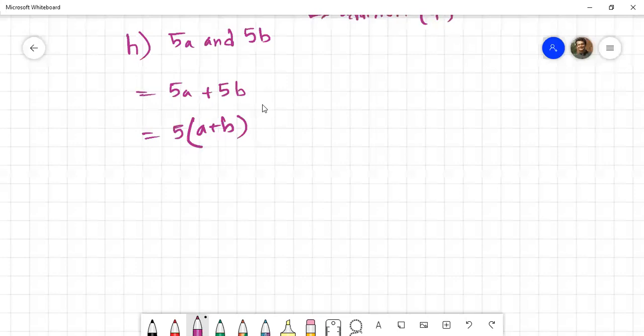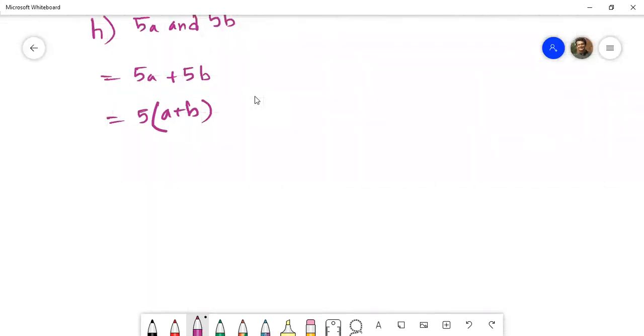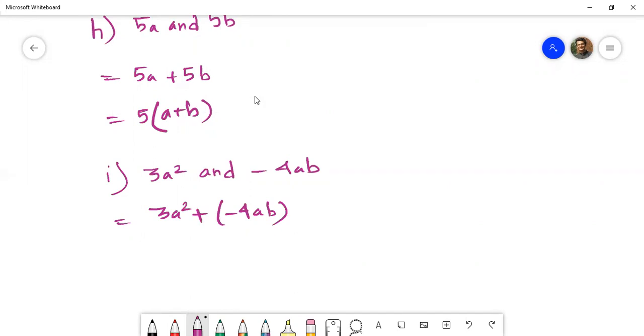Let me give the next question, which is I: 3A squared and negative 4AB. 3A squared plus negative 4AB. You just have to find the sum like this. You get 3A squared, negative 4AB. And what can you do? You can take a common A. I can just use the first bracket: 3A minus 4B. That's it.